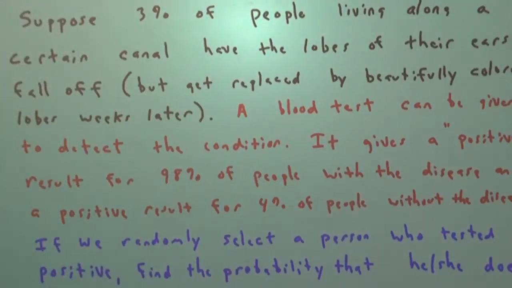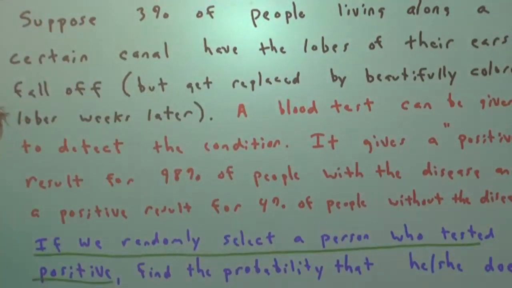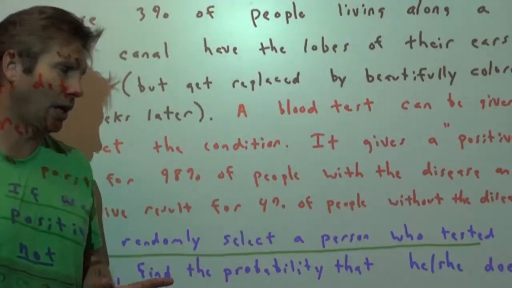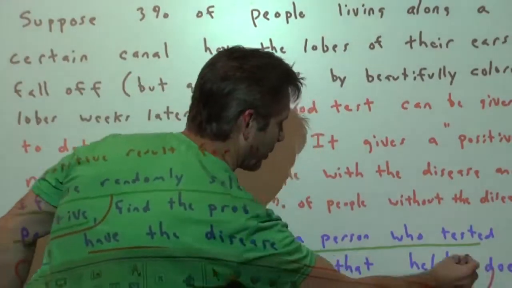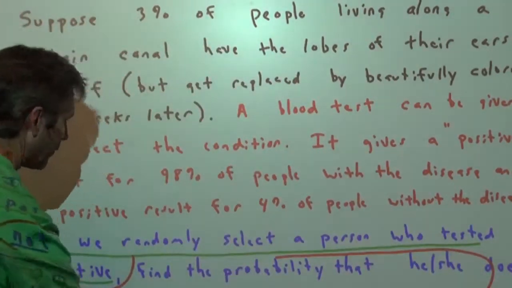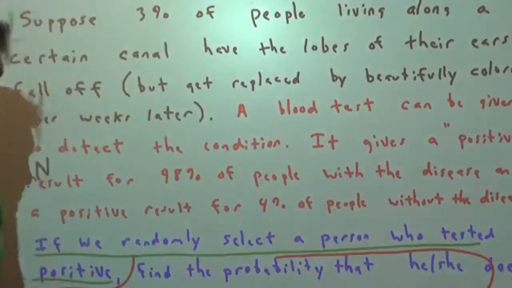Now, if we randomly select a person who tested positive, find the probability that he or she does not have the disease. Okay, here's what we do. Again, good English, we're going to say if we randomly select a person who tests positive, that is an introductory dependent clause. Ignore it for just a moment. If we go past that, the main body of the sentence is asking us to find the probability that a person does not have the disease. So the way we're going to write this down is we're going to find the probability that the person does not have the disease, because that's ultimately what we're being asked to find.